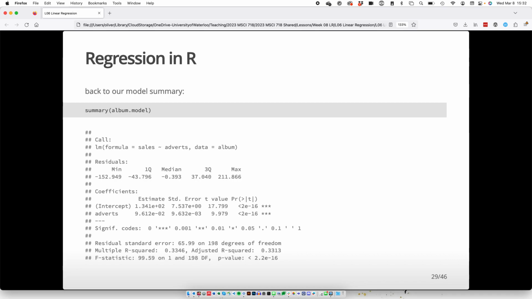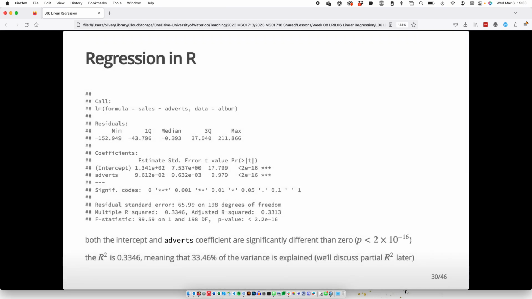So if we go back to our model summary, can anyone tell me the R squared that we have? How much variance have we explained? 0.3346. So 33%, a third of the variance is explained by this model. That's okay. Could be better, but could be worse. Because that's an effect size, right? So that's kind of the amount that we've explained. So both the intercept and adverts are significantly different from 0. We've concluded that. The R squared is 0.3346, meaning that 33.46% of the variance is explained. We'll discuss partial R squared later. But it's similar, which we wouldn't be surprised by.